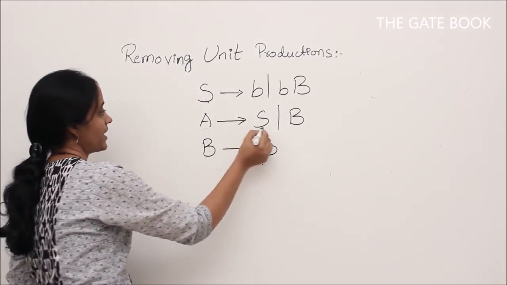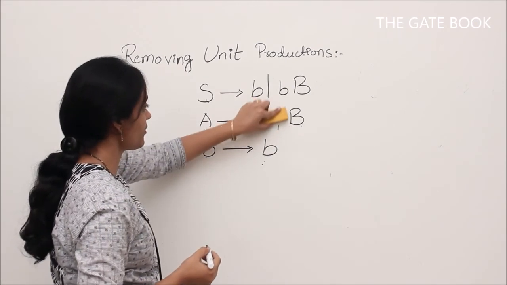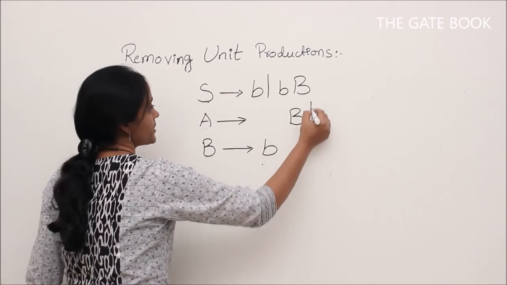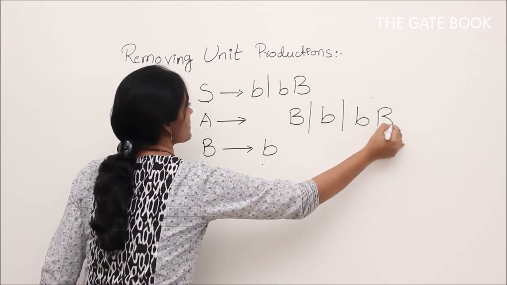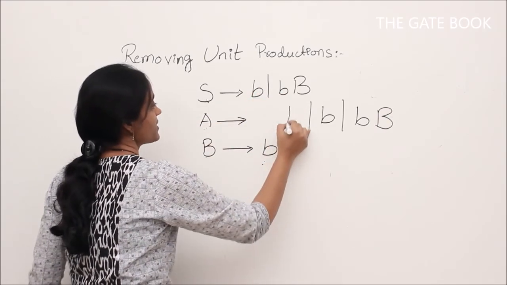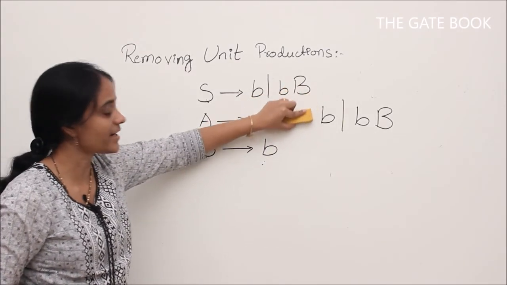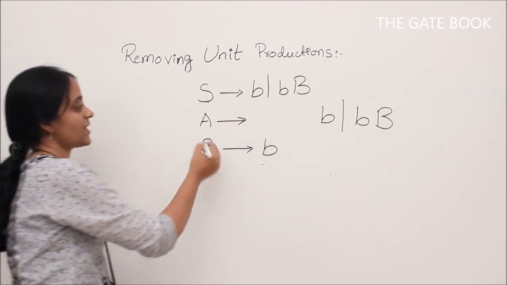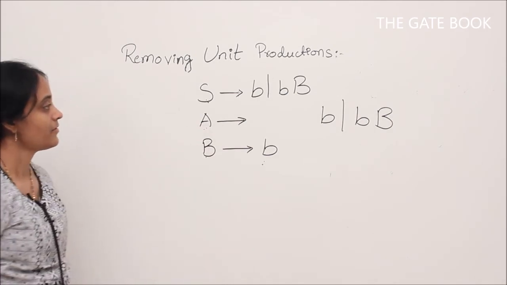Now there are 2 more, A derives S, A derives B. Now let's pick S first. If we want to remove A derives S, we should add S productions like this, and to remove A derives B, we should add B productions. There is only one that is there, and anyways there is already a production that is deriving B from A, so we removed one which is redundant. So this is the final grammar.